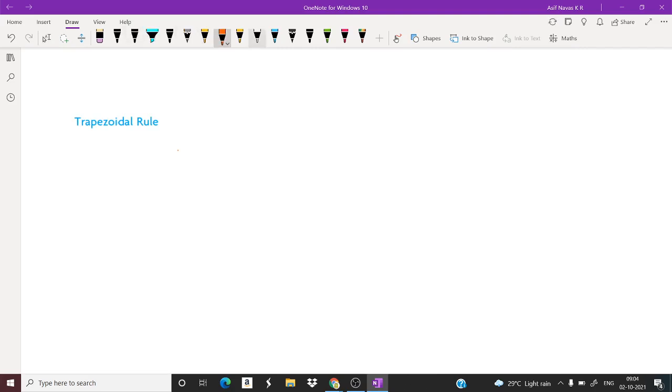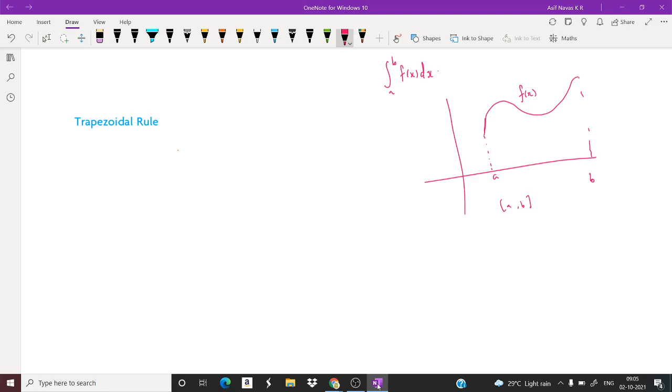Okay. So actually, if we have to integrate a function from a to b, so this is f of x. If we have to integrate the integral from a to b of f of x dx, what we will do is cut this interval a to b. We will partition it into n intervals.